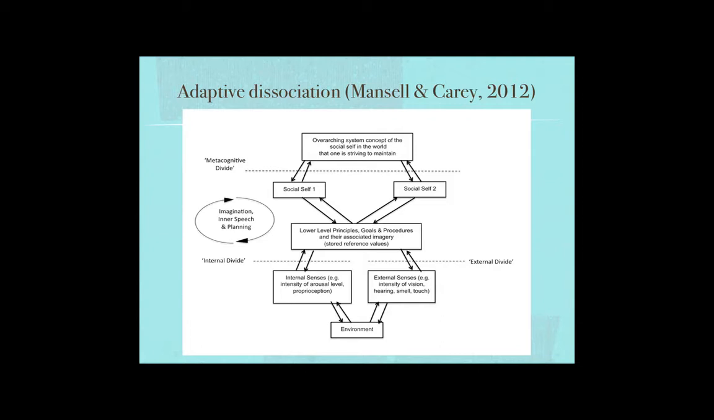It's a way of splitting up our mindsets to manage goals and hopefully achieve a resolution to them.